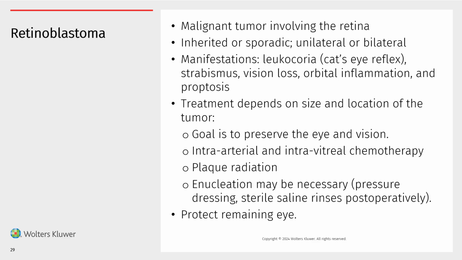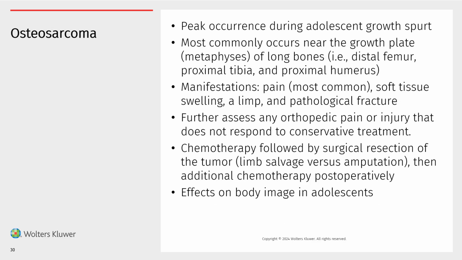So let's talk about an eye tumor, retinoblastoma. Okay, it's in your head, so it's a cerebral tumor. It's a malignant tumor involving the retina. It can be inherited or sporadic. It can be one eye or both eyes. They look like they have the cat's eye reflex, strabismus, where the eyes sort of wobble in place, vision loss, orbital inflammation, and proptosis. Treatment depends on size and location of the tumor. The goal is to preserve the eye and preserve vision.